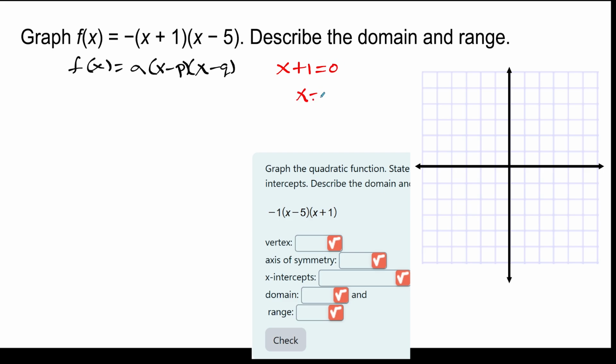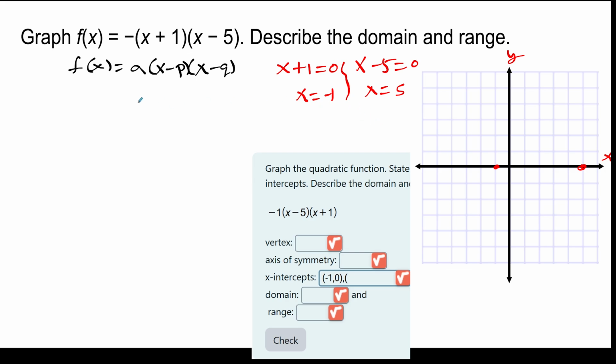We got x is equal to -1. That's one place where it's going to cross the x-axis. Then we have x minus 5 equals 0. We got x is equal to 5. So those are two places where this graph is going to cross that x-axis. One is at -1, and the other one is at 1, 2, 3, 4, 5, positive 5.